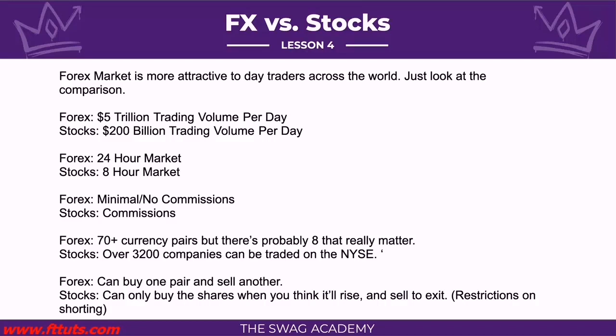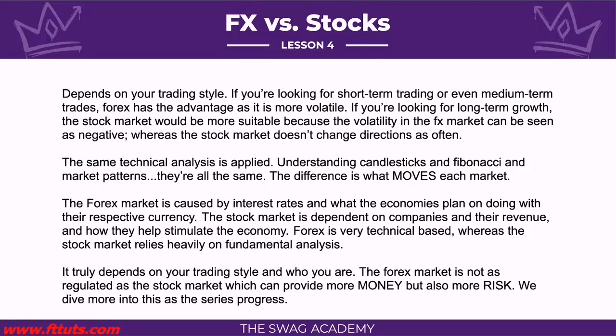In the Forex market, you can buy 1 pair and sell another. In the stock market, you can only buy the shares when you think it'll rise and sell to exit. But you can't just look at a stock and say, all right, I'm just gonna sell it. There are restrictions on shorting. Only a select few can do it, but not your average daily trader. In the Forex market, anybody can buy, sell, whatever the case may be. You can profit off of a currency dropping or weakening. You can't really profit off of a stock or a company dropping.